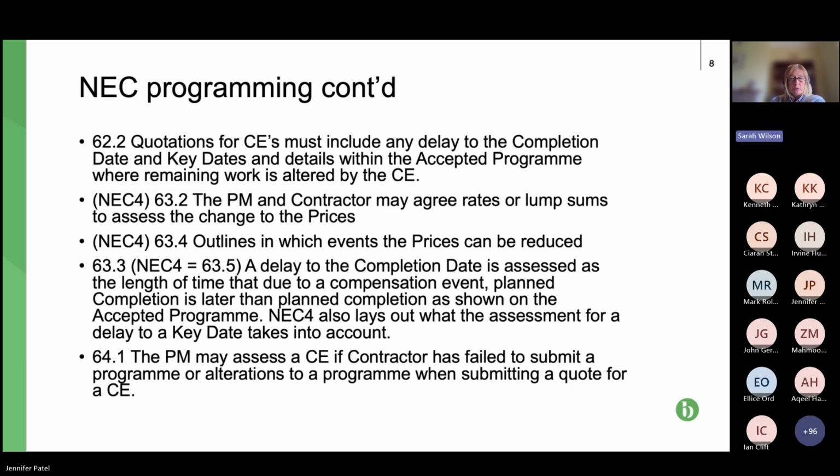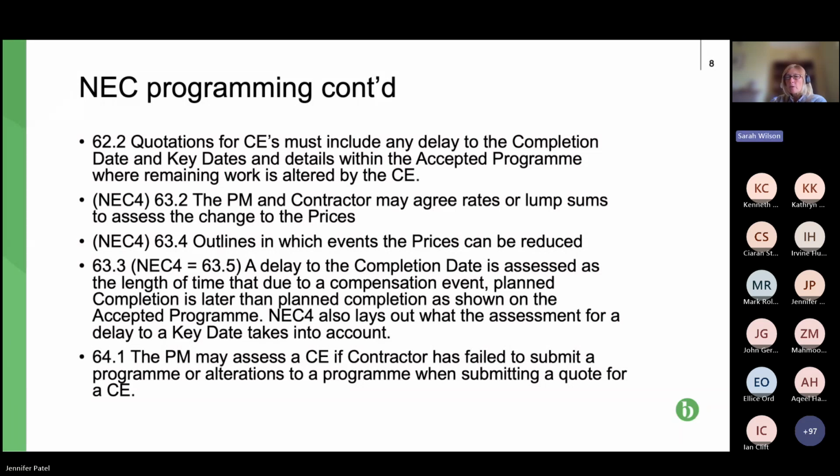So the next two bullet points are just to note anyway. 63.3 and NEC 4 clause 63.5 sets out the criteria for delay. So a delay to the completion date is assessed as the length of time that, due to the compensation event that we are discussing, the planned completion date is later than the completion date shown on the accepted programme. And a similar assessment applies in NEC 4 for key dates.